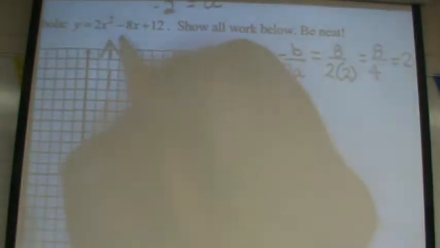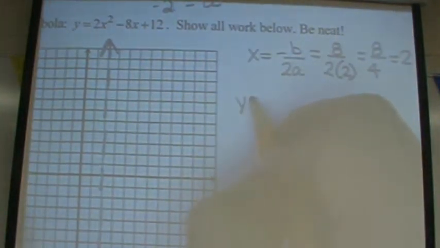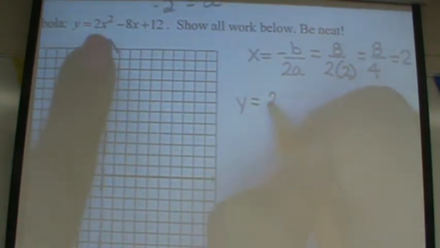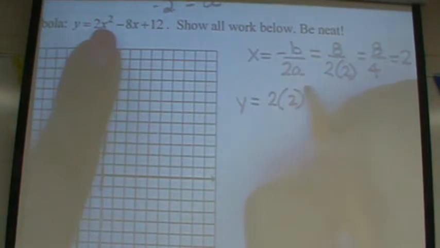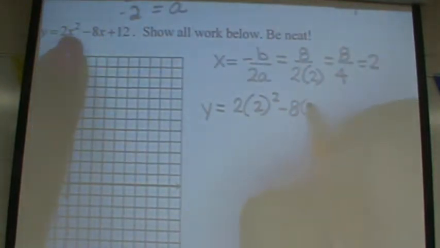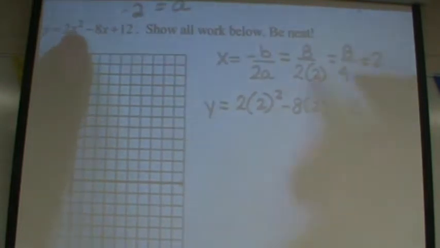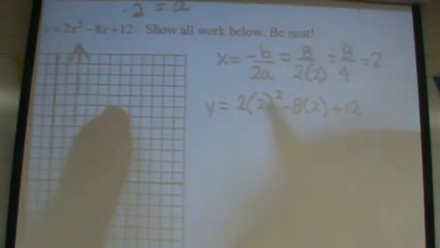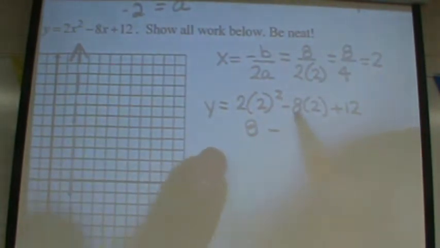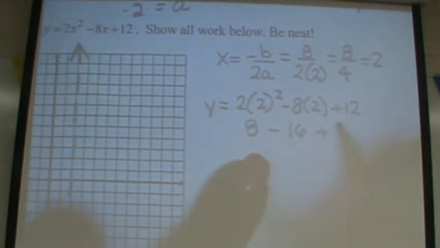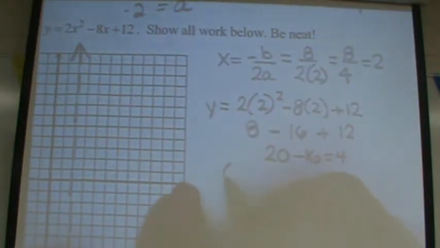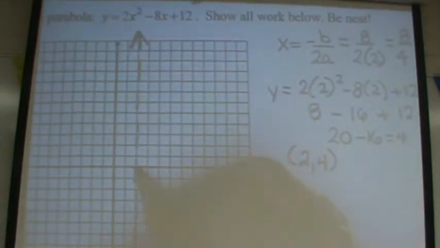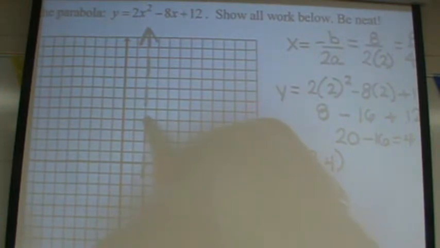Now, you have to plug in 2 into this equation to find y. So y would be equal to 2 times x is 2. So 2 squared minus 8 times 2 plus 12. 2 times 2 is 4. 4 times 2 is 8. 8 times 2 is 16 plus 12. Well, 8 and 12 is 20. And 20 minus 16 is 4. So your vertex is 2, 4. So 2, 1, 2, 3, that's your vertex.